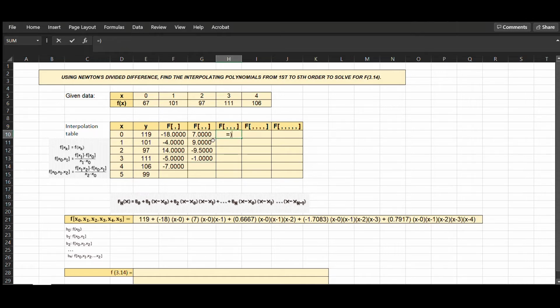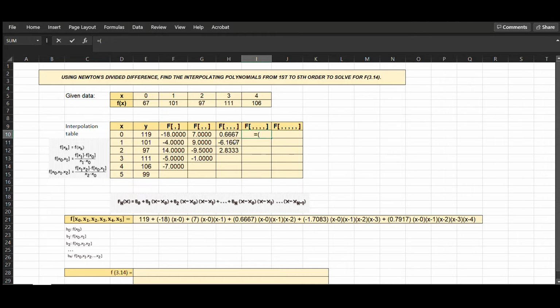And let's proceed to the third order of interpolation. Just like so, we're going to use this one minus this cell on the left side all over. Since we're in the third order of interpolation, we're going to use the x sub 3 minus x sub 0. There we go. Now we're finally done from our first order of interpolation to the third. Let's proceed to our fourth.